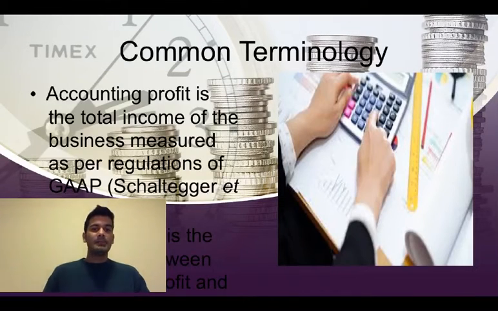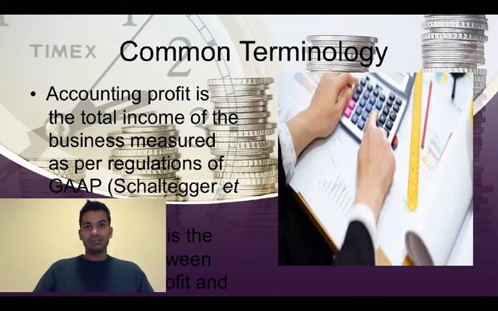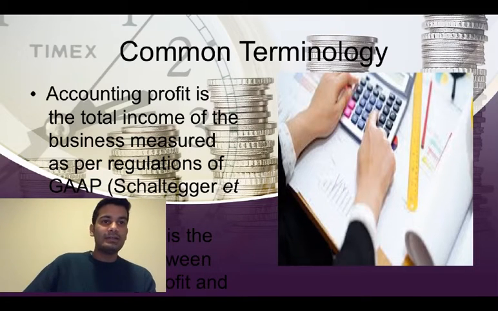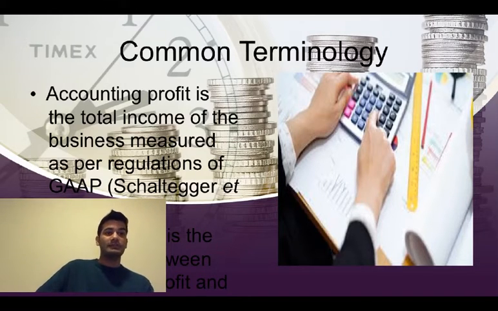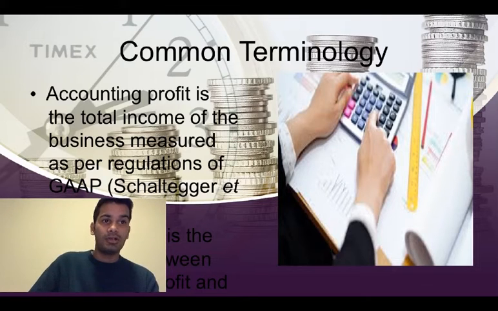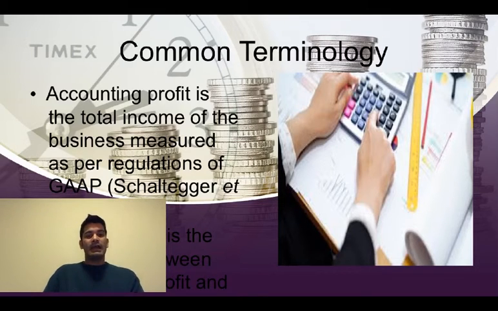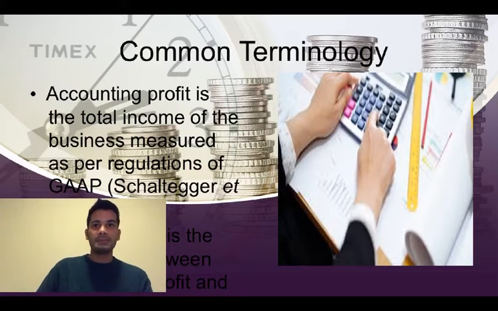In this slide, I'm going to discuss the common terminology. The taxable temporary difference is the taxable amount that shall produce a future yield for determining a company's profit or loss before income tax. I'm going to discuss three points. Accounting profit is the total income of the business measured as per the regulation of GAAP. Taxable profit is the difference between accounting profit and the total income.